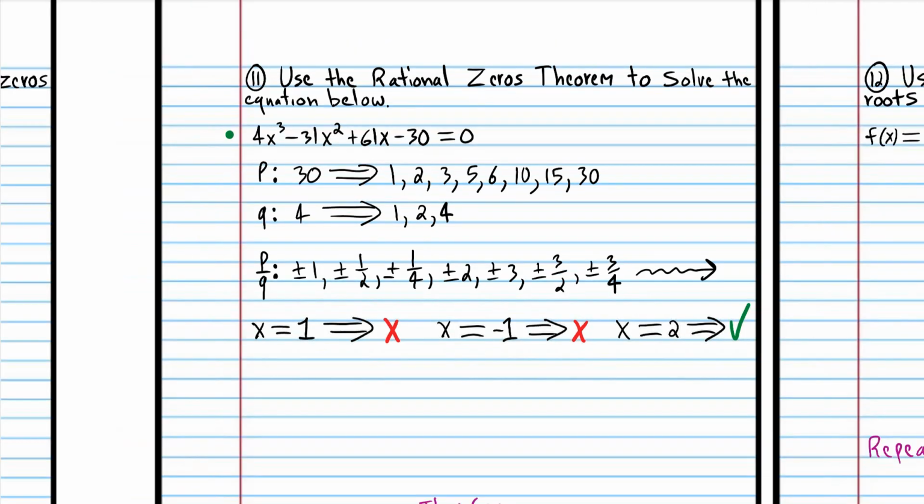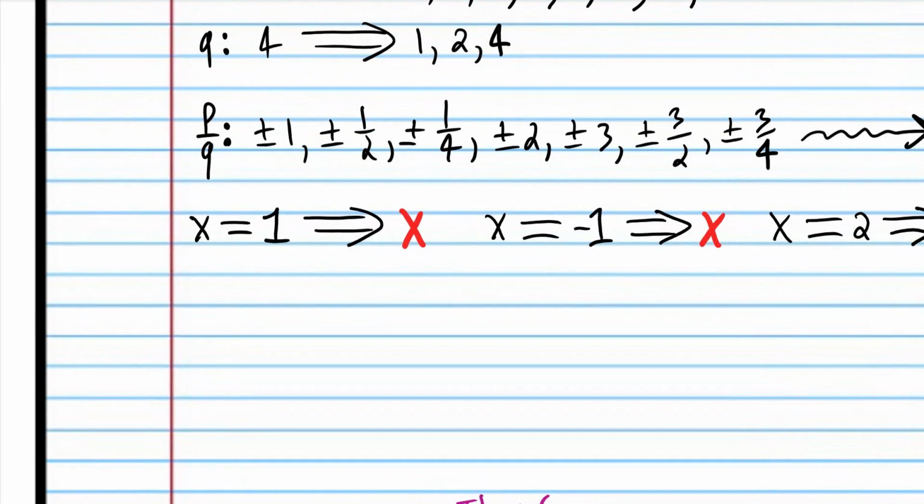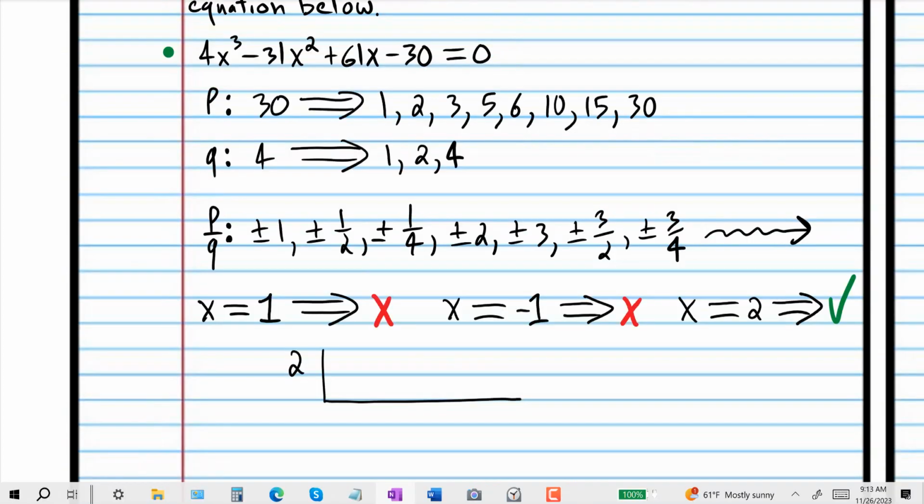2 works. Now, again, the factor theorem tells us that if we plug in 2 and we get 0, that means that x minus 2 is a factor. So we're going to divide this by x minus 2 to make a simpler polynomial. But we're going to use synthetic division because that's just easier to deal with. So go ahead and use synthetic division, and when you come back, we'll do it together.